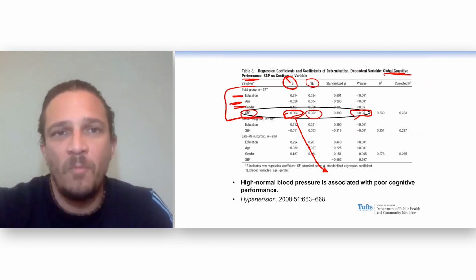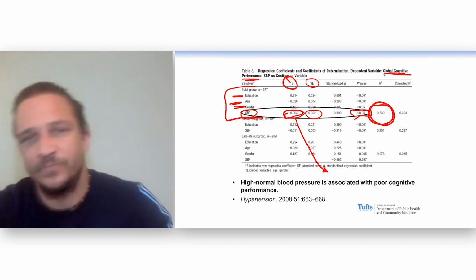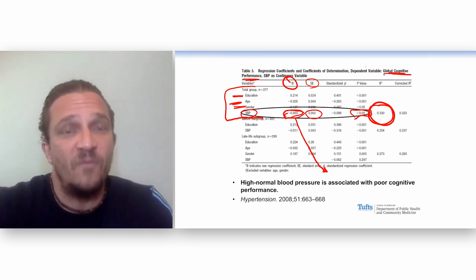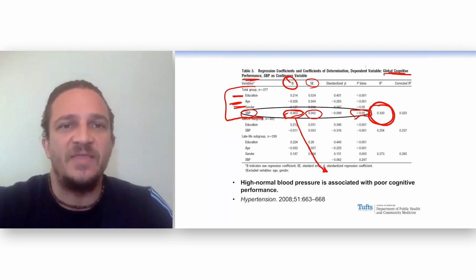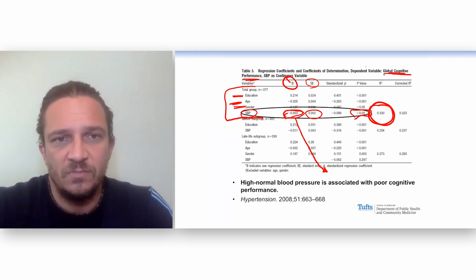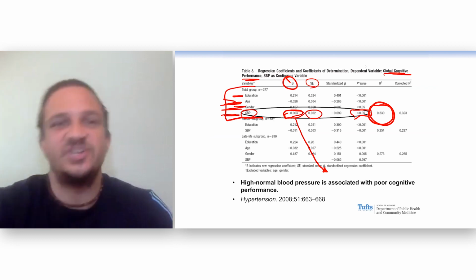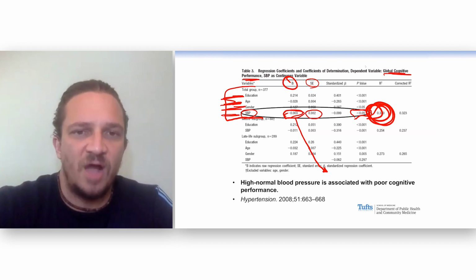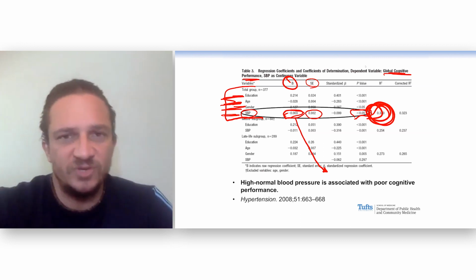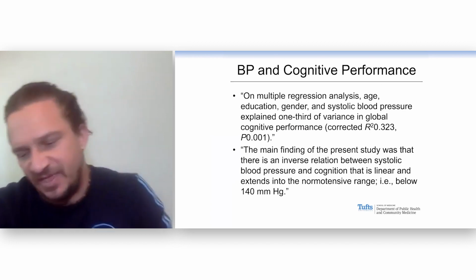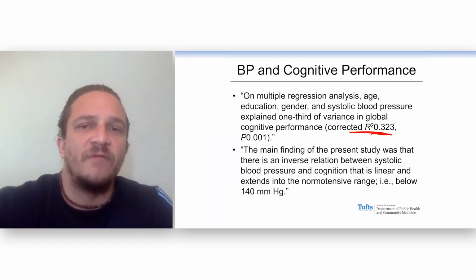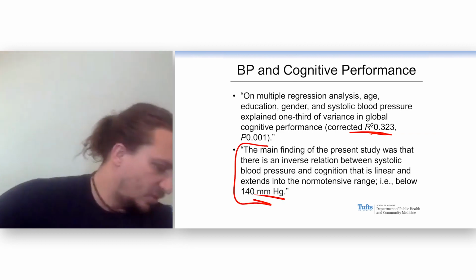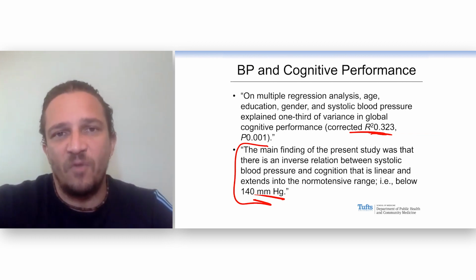We also see that for this whole model, we get an R-squared value. 33% of the variability in your global cognitive performance can be explained by this model. Plug in your blood pressure, your gender, your age, and your education, and you can explain about a third of how people differ on this global cognitive performance. And the way they wrote this paper up, we see this in a multiple regression analysis that explained about a third of the variance or the variability in cognitive performance. And our main finding was that as blood pressure increases, your cognitive performance goes down.